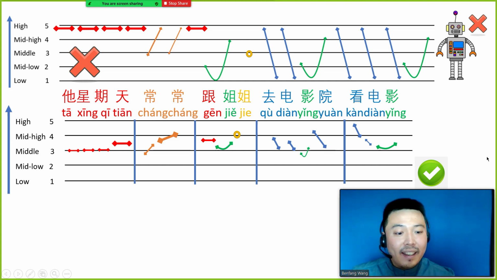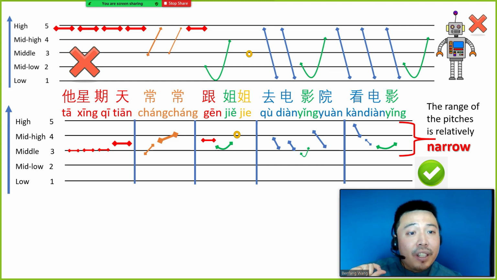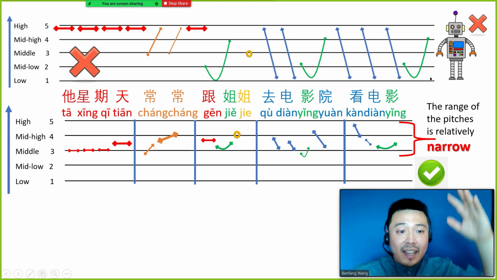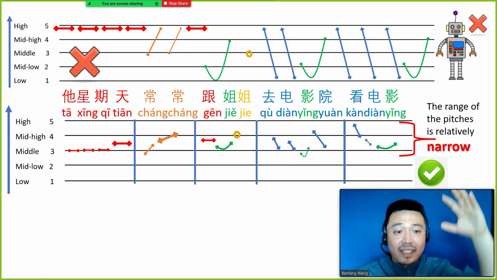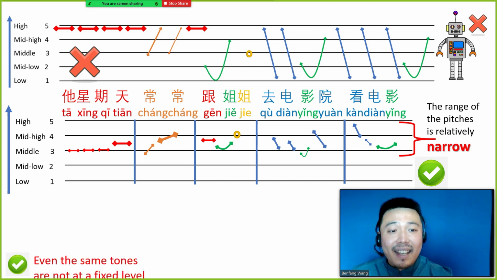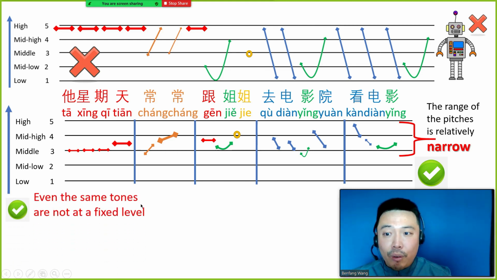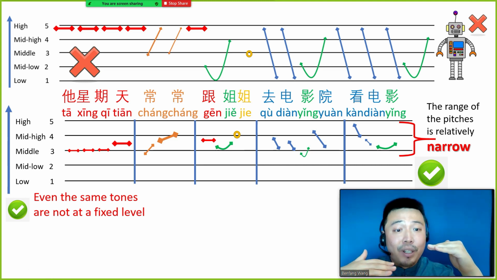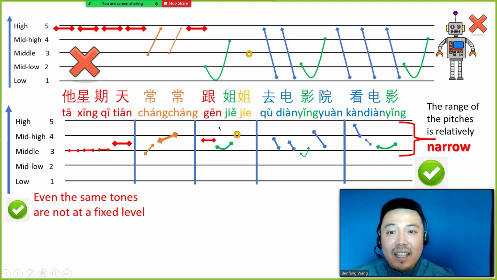And we can clearly see that the range of the pitches is relatively narrow. While on the other hand, Mr. Robot has these ups and downs very dramatically. And in real life, there's no need to have that many ups and downs. Secondly, even for the same tone, they are not at a fixed pitch level. For example, 他星期天, they are all in tone 1, but 天 has a higher pitch than the previous ones. Again, 长长, both are second tone, but the second 长 has a higher pitch than the first 长.